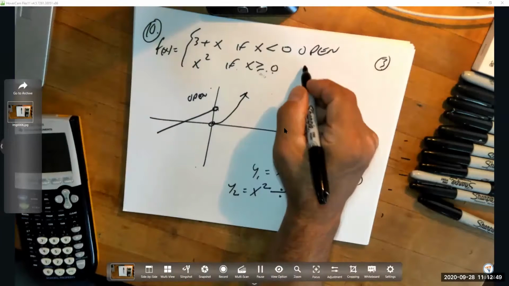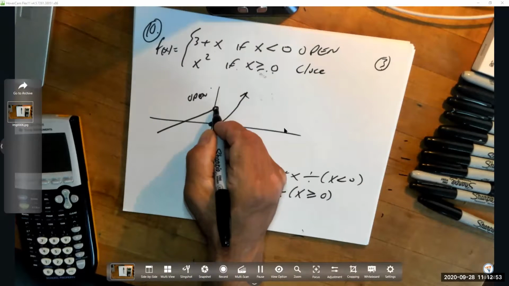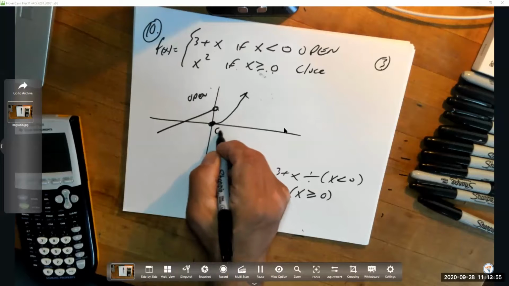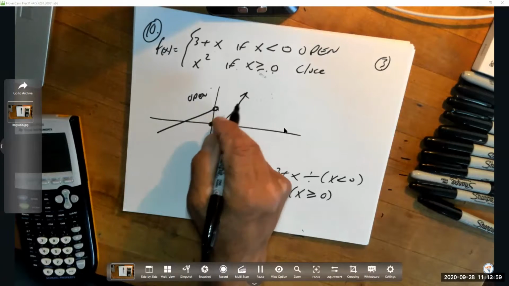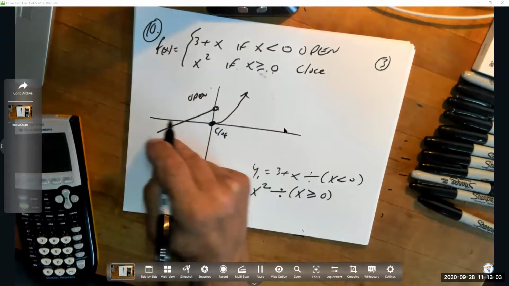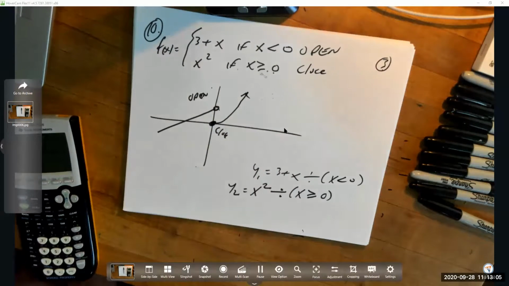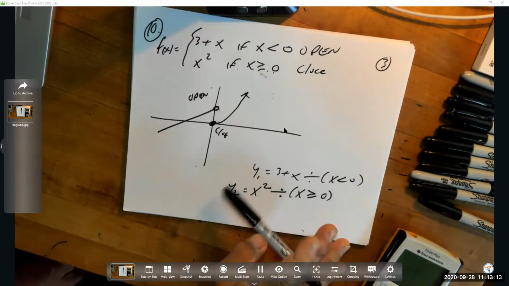This one is closed, so wherever you start it, right there, shade it in. So this is open, and this is a closed circle. Okay, so it goes up this way, straight line, and then it curves up like that. Okay, is that okay for number 10? I gotta do one more like number 10, okay? Just to make sure that you all get it. All right, can I go next page?